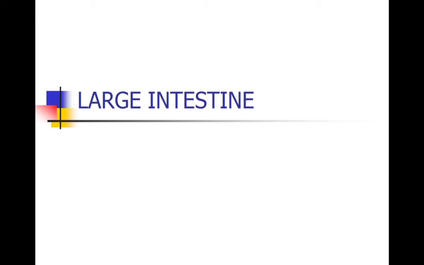And also there are bacteria present in the large intestine which are producing certain vitamins, for example vitamin K, vitamin B1, B2, B6 and B12. All these vitamins are being produced in this part of the intestine. So these are the functions of the colon.